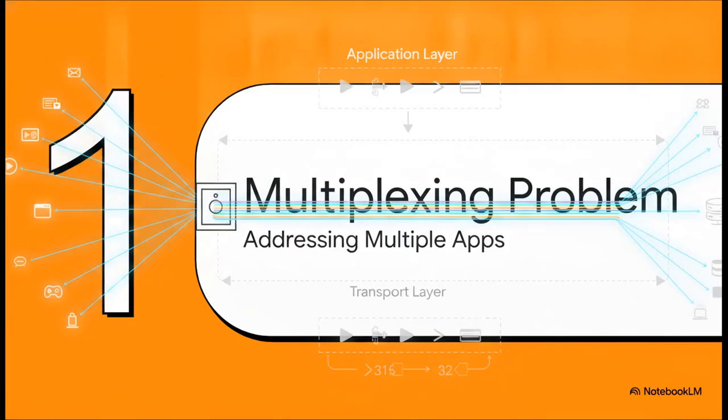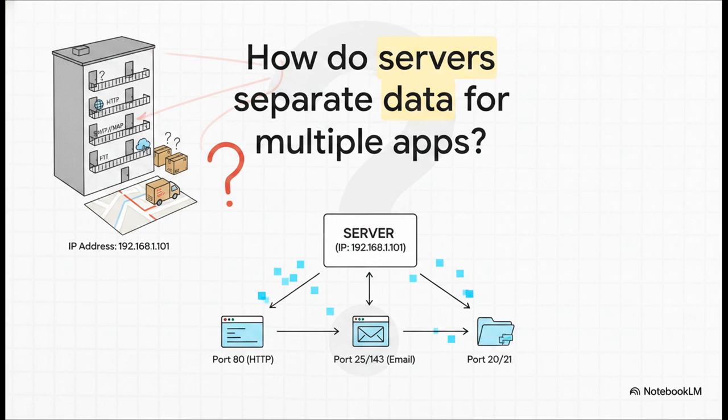Section 1. The multiplexing problem. To really get this, we first have to understand the fundamental challenge that makes ports absolutely necessary in the first place. Think about it like this. If a delivery driver has a building address, but no apartment numbers, they literally can't deliver the packages. They know the building, but they have absolutely no idea who gets what.